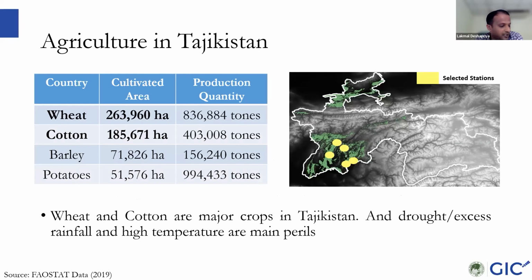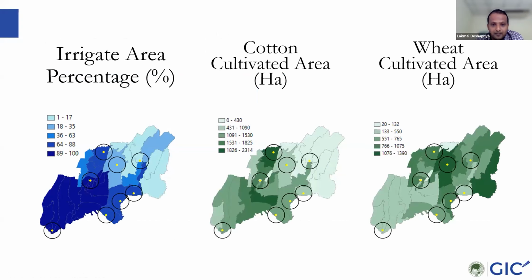As I explained, we are focusing on cotton and wheat. In Tajikistan, they have mainly 2 valleys, the north and south. The north part is called the Sughd region, and the south part is called the Khatlon region. We are focusing on this southern valley, Khatlon Valley in Tajikistan. We are focusing on these 5 meteorological stations. And as disasters, we are focusing on drought, excess rainfall, and high temperature, which is a very big disaster there. These are the study areas.